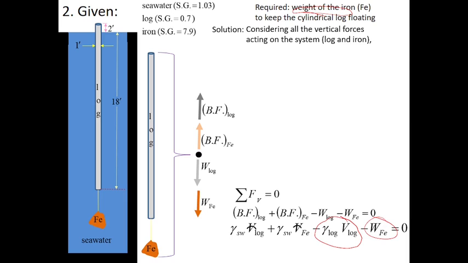Tapos, compute nyo na lang ulit yung weight ng iron in terms of ganitong form. So, pwede nyo siyang express na ganyang form. Tapos, solve yung volume ng iron. Tapos, solve nyo na ulit yung weight. Kaya lang, ba't di na lang directly na weight na agad? Okay? Ayan, direct na.